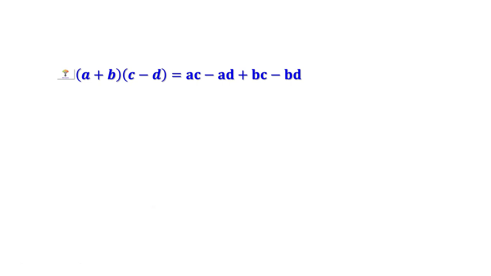a plus b into c minus d is ac minus ad plus bc minus bd. Now there is a homework: 103 into 198. Let us discuss the remaining part in the next video.